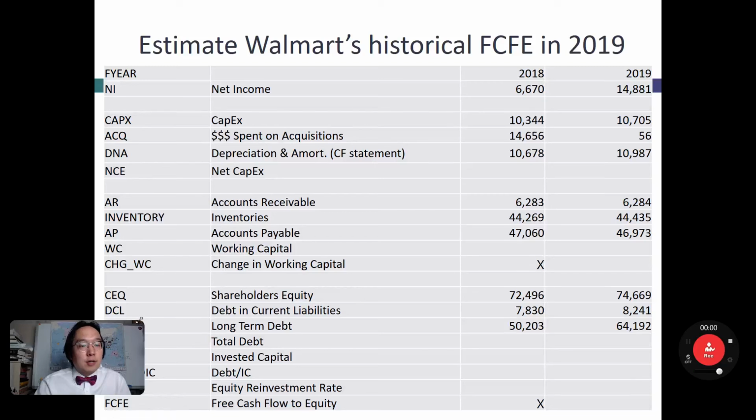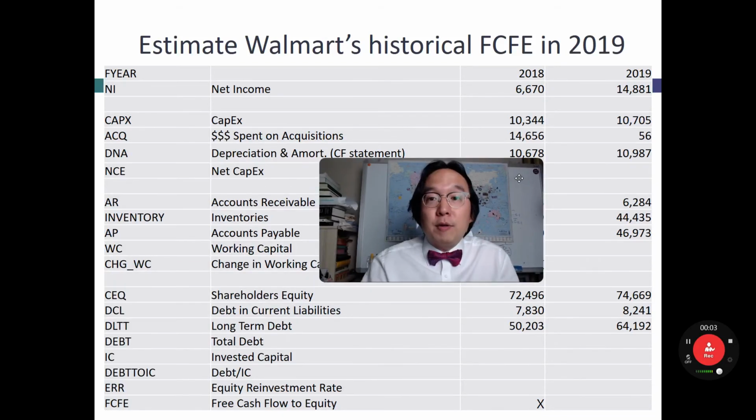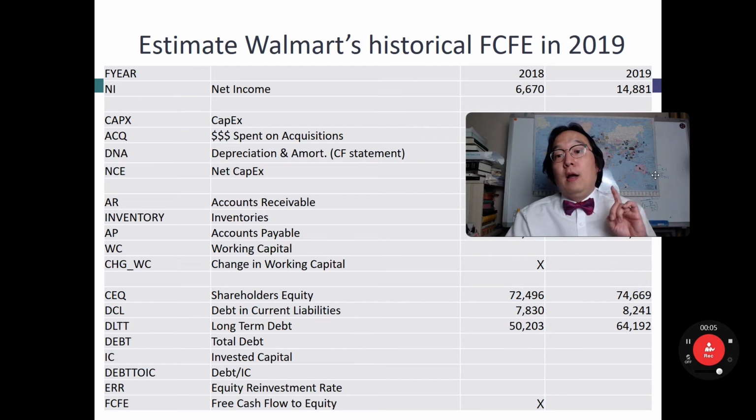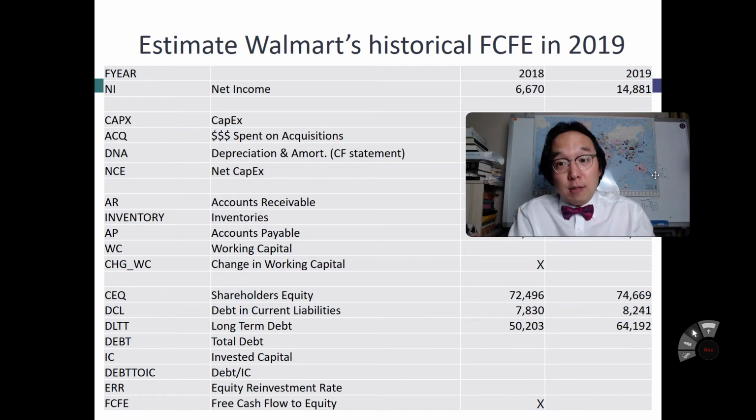All right, so here is an example coming from Walmart. Here, instead of looking into the future, we are looking back in history, and based on accounting data, we want to estimate Walmart's free cash flow to equity in 2019, right? Why do we need 2018 and 2019's data to get the free cash flow to equity in 2019?